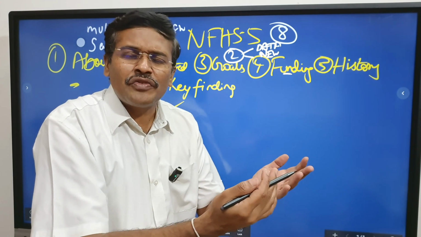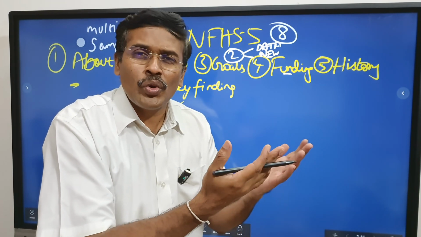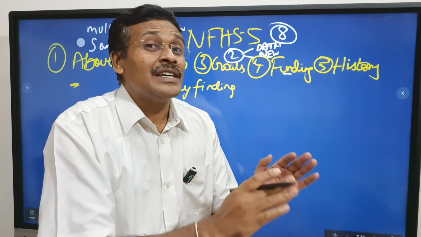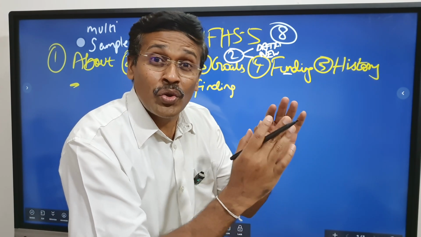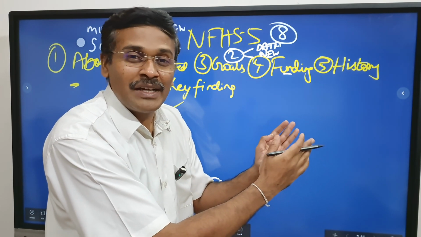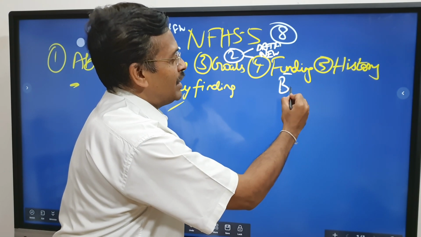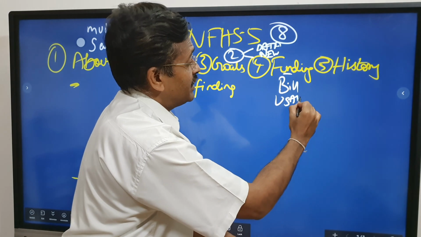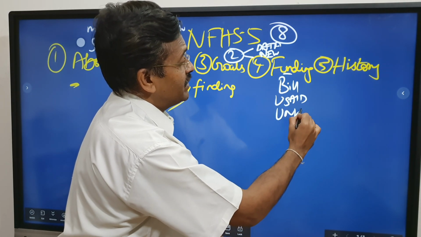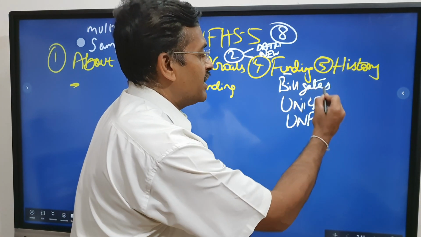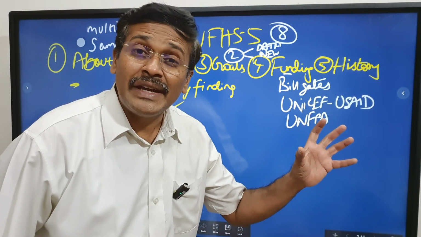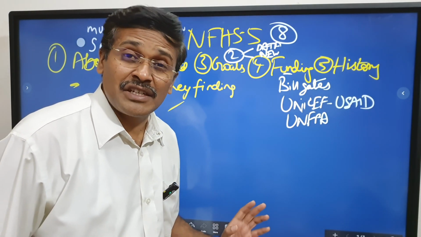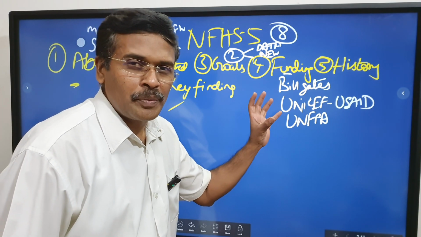Next one is funding. Obviously, when the Ministry of Health and Family Welfare is conducting, who else is going to fund? If you ask, there are many international agencies who are funding this program. For example, Bill and Melinda Gates Foundation, they are funding. USAID is funding. UNICEF is funding. UNFPA is funding the program. So we have many international agencies funding this National Family Health Survey program. So the 4th part is over.